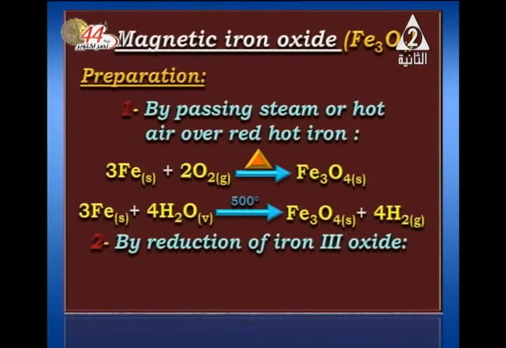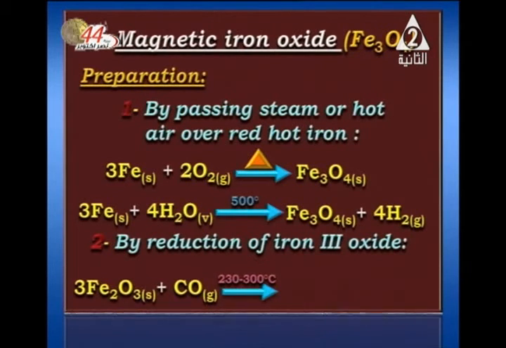Here is the reduction of iron 3 oxide into magnetic iron oxide. As the equation proceeds on the screen, iron 3 oxide plus carbon monoxide at a temperature ranging from 230 to 300 degrees Celsius gives magnetic iron oxide and releases carbon dioxide gas.